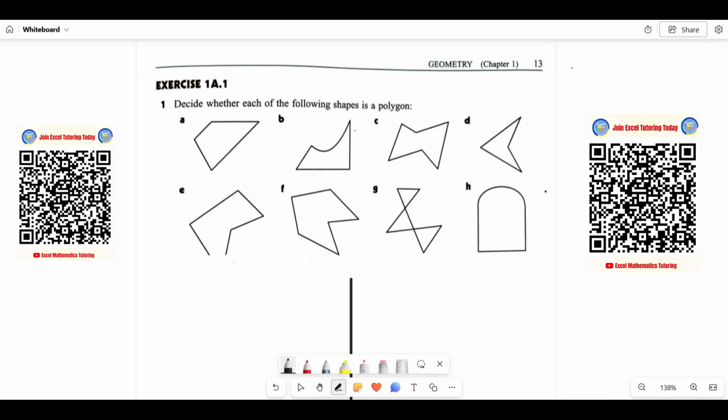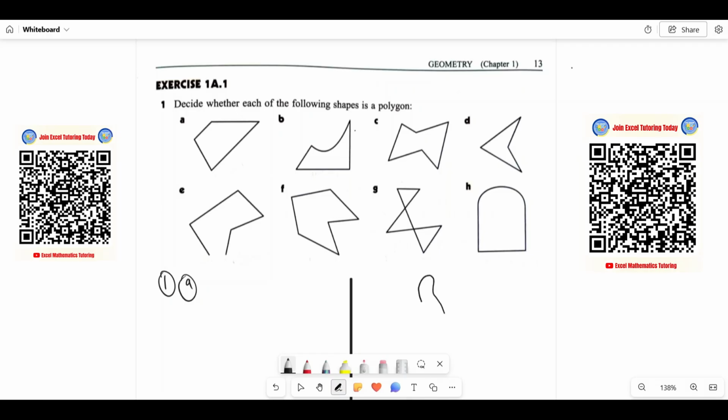The first question says: decide whether each of the following shapes is a polygon or not. This is our first question, 1A. From the definition of a polygon, we can solve all the problems here. The definition of a polygon says a polygon is a closed figure which has only straight line sides and which does not cross itself.